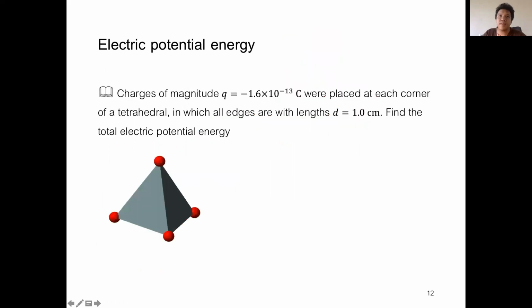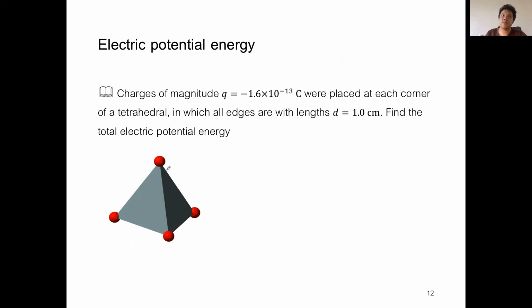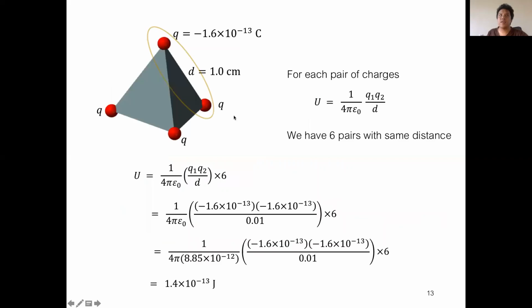Okay, the next example: we try to find the electric potential energy for a system of 4 charges arranged in 3D, in 3 dimensions. Charges of magnitude Q were placed at each corner of a tetrahedron in which all edges were of length d. Find the total electric potential energy.